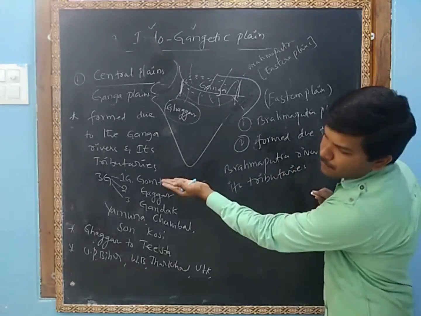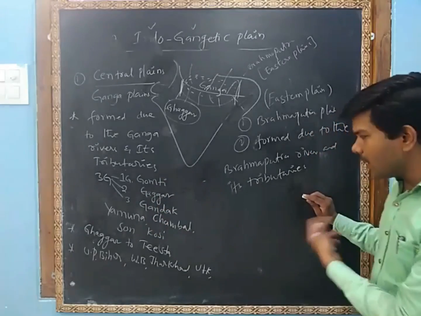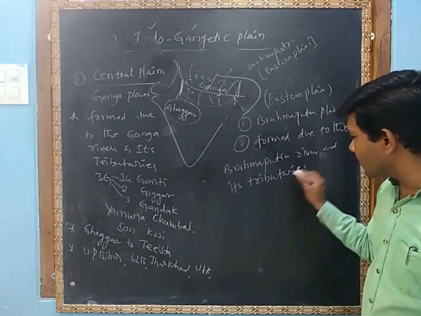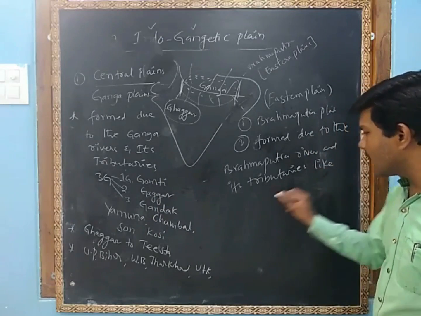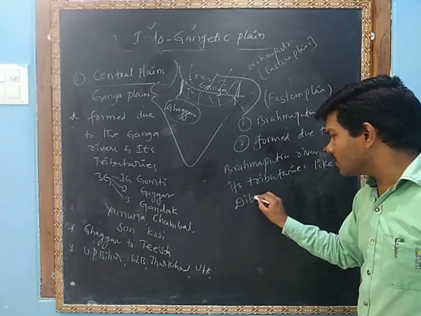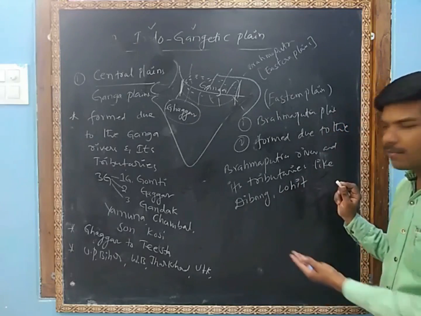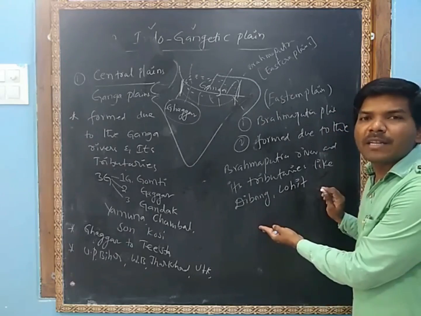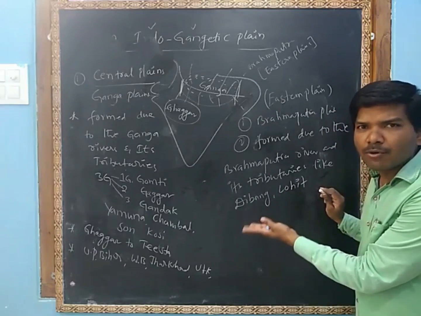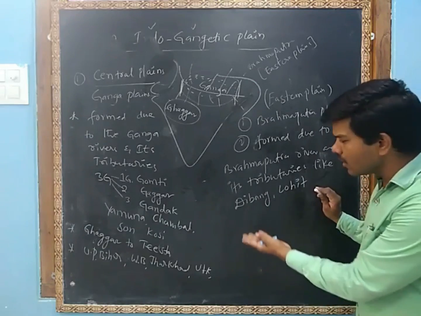So I am giving examples of all the tributaries. Tributaries like Dibang, Lohit. Many are there, like Subansiri, Dhansiri. I am unable to write because these are not given in our textbook.